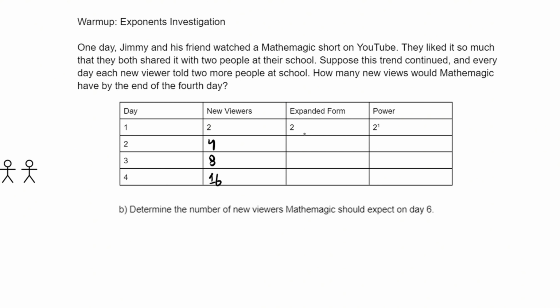Now, we can write each of these new viewer counts in the expanded form using the number 2. So 4 can be written as 2 times 2. 8 can be written as 2 times 2 times 2. And finally 16 can be written as 2 times 2 times 2 times 2.